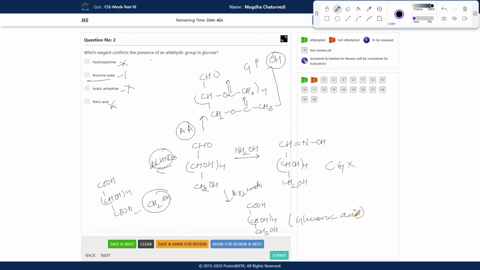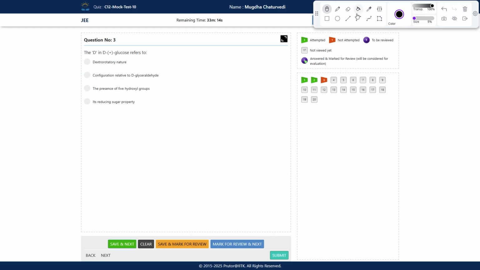So this glucose, when it reacts with a mild oxidizing agent like bromine water, produces gluconic acid, and this indicates the presence of an aldehyde group. So that means the right answer for this question is the bromine water. Option number B is the right answer. Now let's move on to the next question.